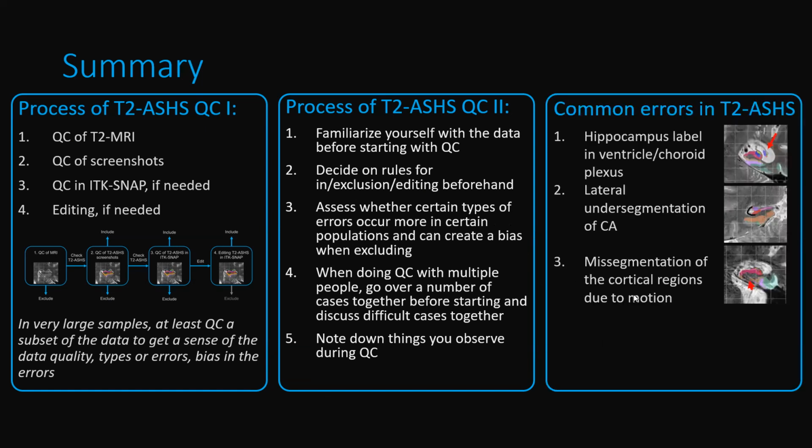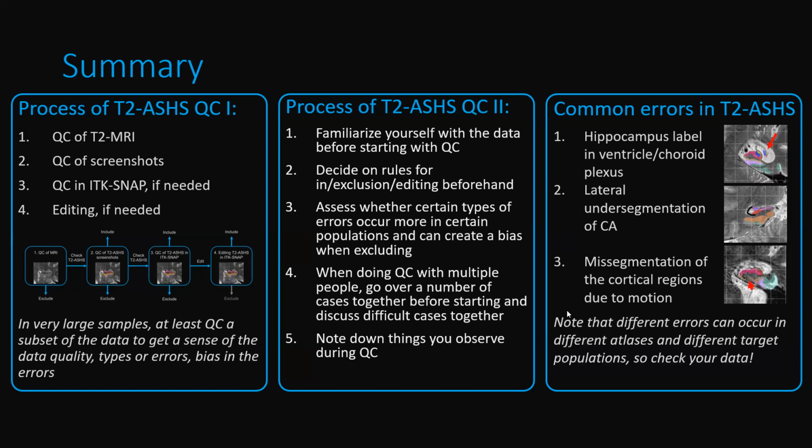And then I pointed out 3 common errors that I found for T2-ASHS. One is the label outside the hippocampus in the ventricle. One is lateral undersegmentation of CA. And one is missegmentation of the cortical regions due to motion.